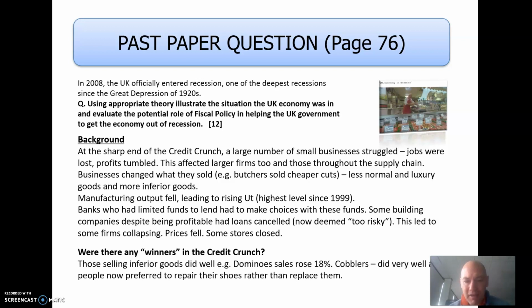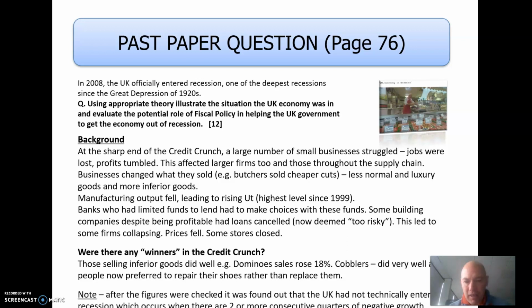Well, those selling inferior goods certainly did well. The likes of Domino's, so fast food outlets, cobblers, people didn't want to replace their shoes, cheaper to get them repaired. When times are tight, people find ways. And actually note, even though Britain at one point officially entered recession, sometimes they go back and change the data, and it was found in the end that Britain technically didn't enter a recession, and a recession occurs where there are 2 or more consecutive quarters of negative growth.